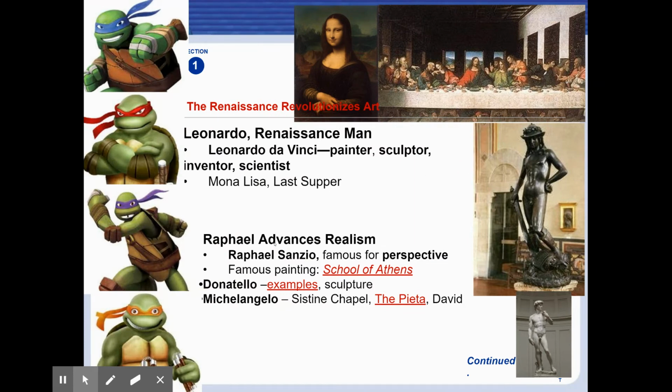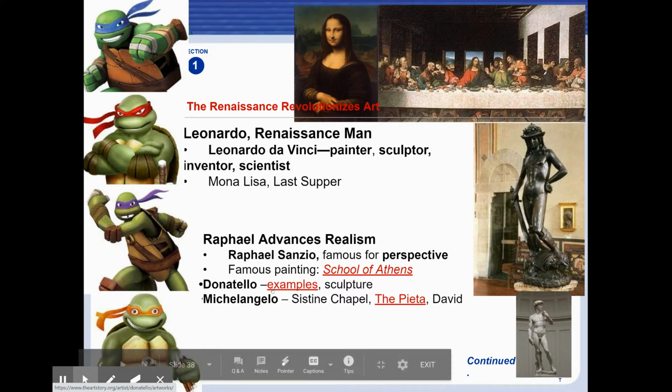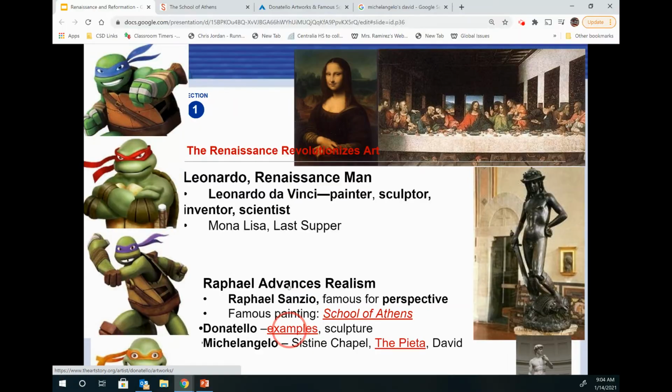In addition to Raphael and the School of Athens and his use of perspective, Donatello is also a famous Renaissance artist, and his emphasis is on sculpture. So far we've been paying a lot of attention to paintings and frescoes, but sculpture was also important. And some of Donatello's early work includes, let me show you quickly here.